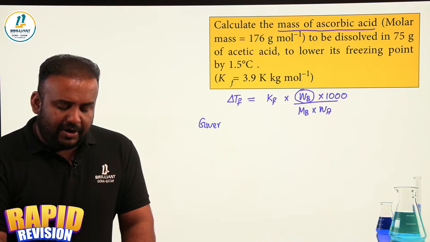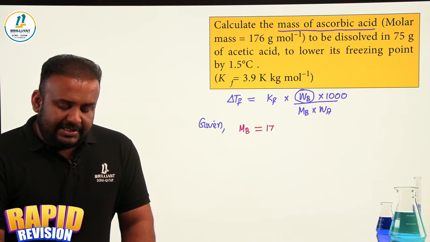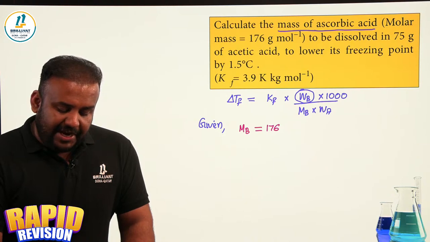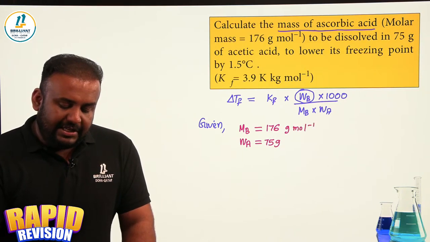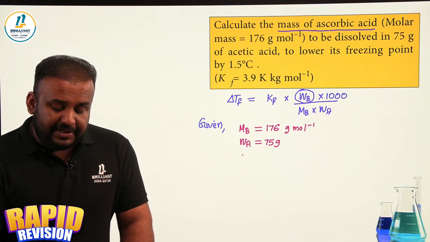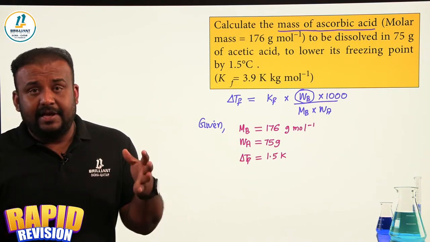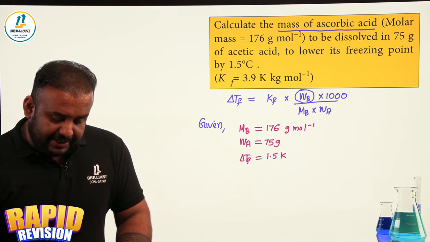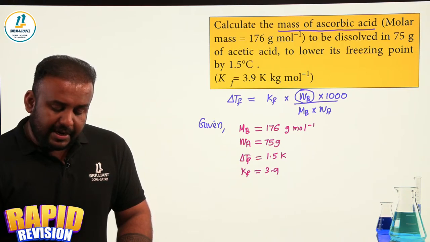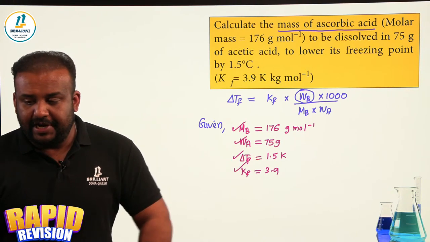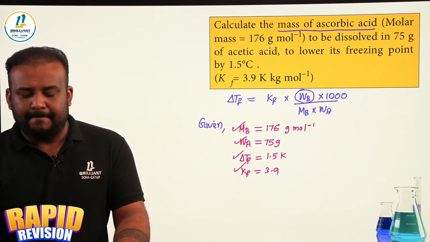Everything is given here. What all things are given? Molar mass of the solute is given, MB is 176. To be dissolved in 75 gram, that means WA is 75 gram. To lower its freezing point by 1.5 degree, which means delta TF is going to be 1.5. Since it's a difference, degree or Kelvin doesn't make a difference there. Then we have KF also given, 3.9. So everything is given here. All you need to do is substitute it and find the right answer. Do you have a doubt in this? Is this question clear to everyone?